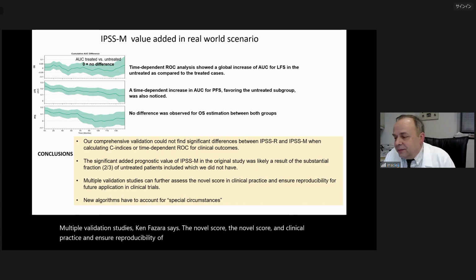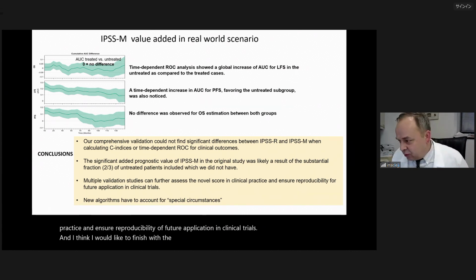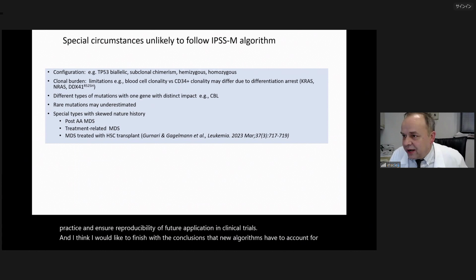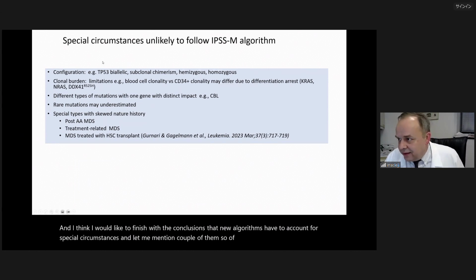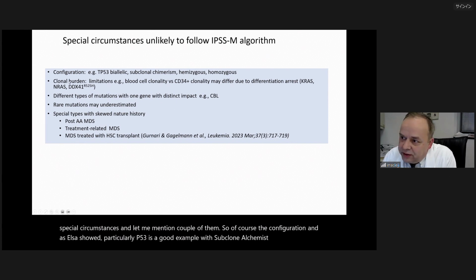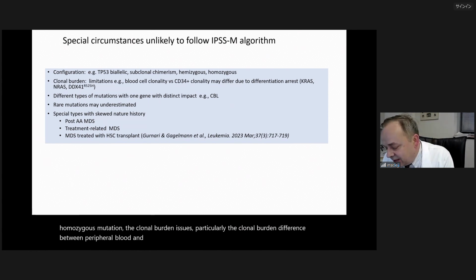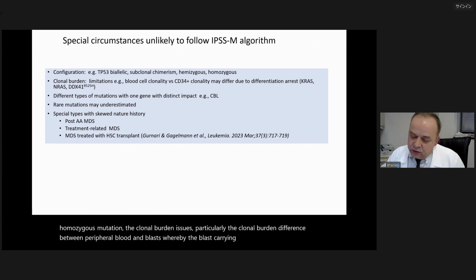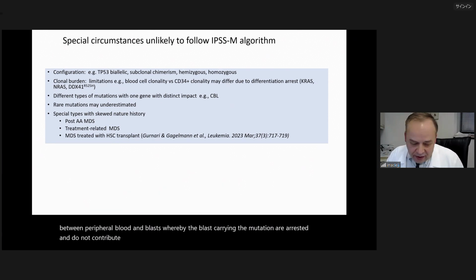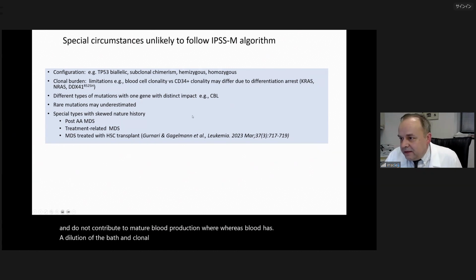and ensure reproducibility of future application in clinical trials. And I would like to finish with the conclusions that new algorithms have to account for special circumstances, and let me mention a couple of them. So of course, the configuration, and as Elsa showed, particularly P53 is a good example with subclonal chimerism, hemizygous and homozygous mutation, the clonal burden issues, particularly the clonal burden difference between peripheral blood and blasts, whereby the blasts carrying the mutation are arrested and do not contribute to mature blood production, whereas blood has a dilution of the VAF and clonal burden.